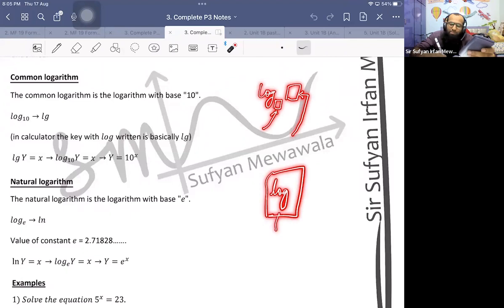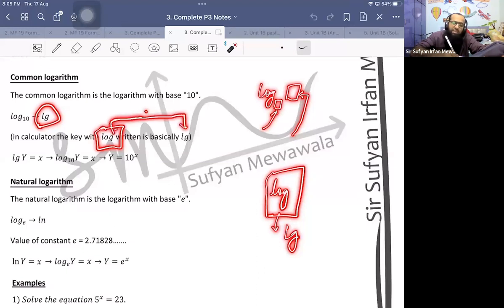अब this log is basically LG. तो examiner जब सवाल देगा, in the questions the examiner will be using LG. So if we are using calculator to solve such questions, we are going to use this log key. This log key in the calculator is basically LG. Calculator में LG नहीं लिखा हुआ, calculator में log लिखा हुआ है, but examiner will be using LG. तो आप समझ जाएं कि whenever LG is involved, this log key has to be used.